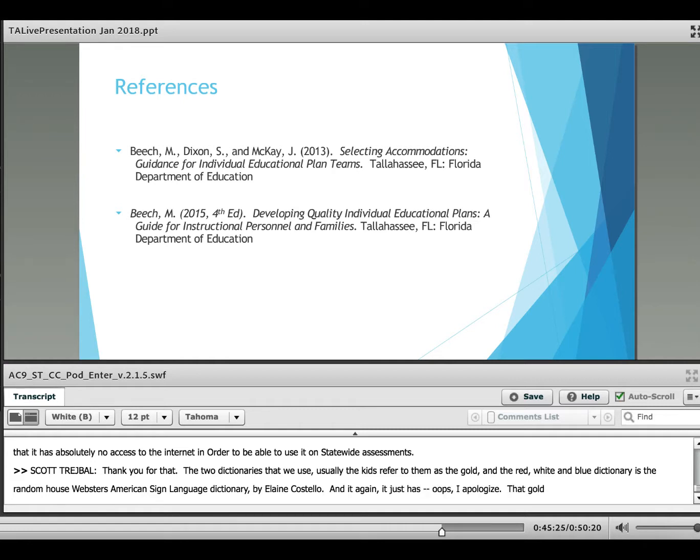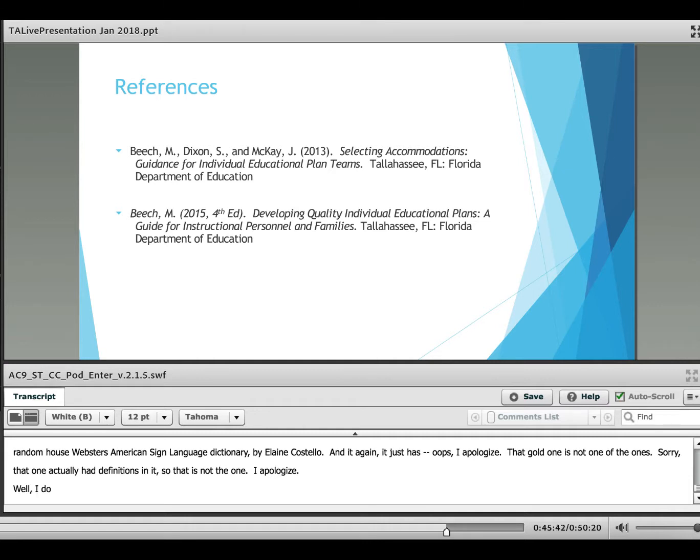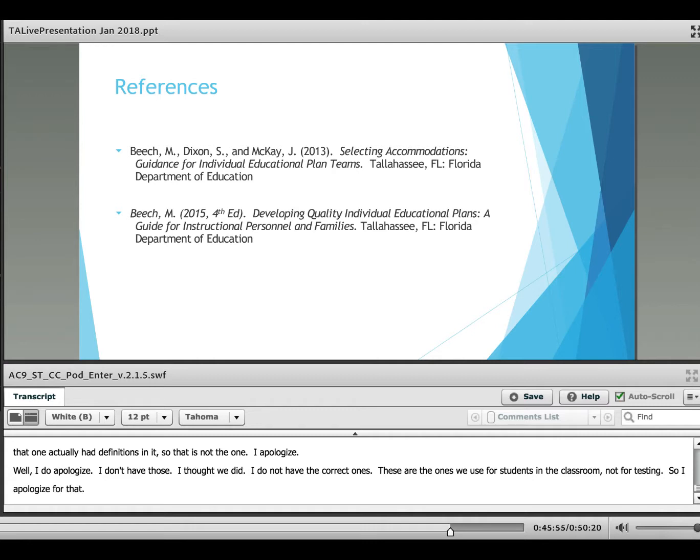Oops, I apologize. That gold one is not one of the ones. Sorry, that one actually had definitions in it, so that is not the one. I apologize. Well, I do apologize. I don't have those. I thought we did. I do not have the correct ones. These are the ones we use for students in the classroom, not for testing, so I apologize for that. I thought I had them.